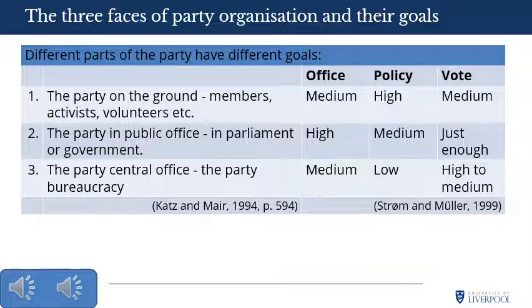In terms of the three faces of party organisation, the party in public office would be the most concerned with winning office because it's their livelihood. The party on the ground would also want to win office, but there's a lower threshold for compromise when it comes to watering down or removing policies to do so.